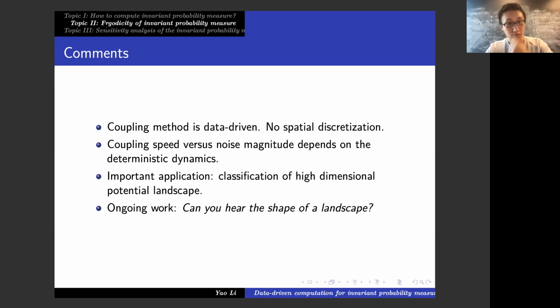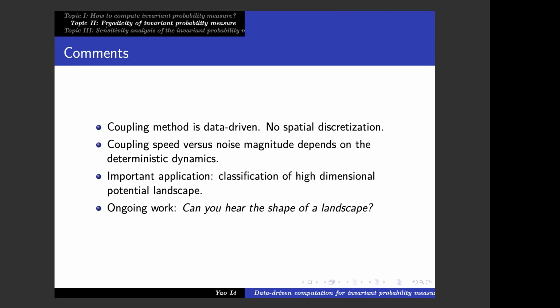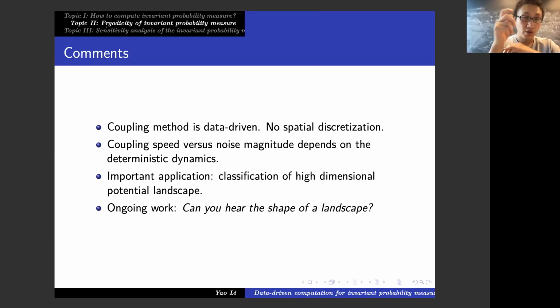Why? Because when you change the magnitude of noise, remember this little parameter epsilon I showed you in the very beginning, you change this epsilon. For one epsilon, you get one coupling time distribution. For another epsilon, you get another one. So when you collect a few coupling time distributions for different epsilon, it's like the very old paper, "Can you hear the shape of a drum?" It's like you knock this landscape with different strength, and you get a different sound from this coupling time.